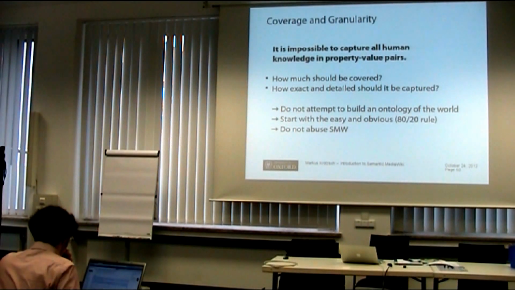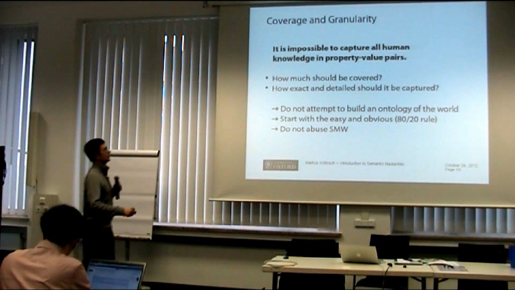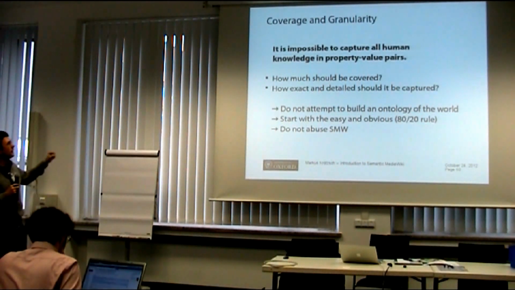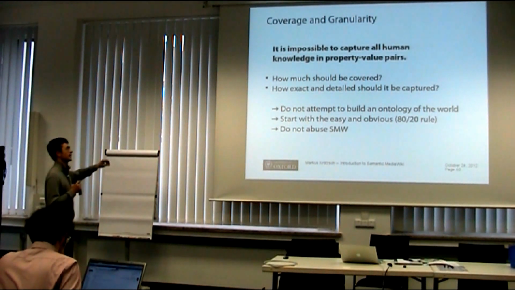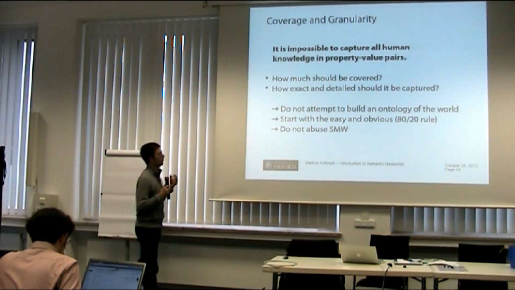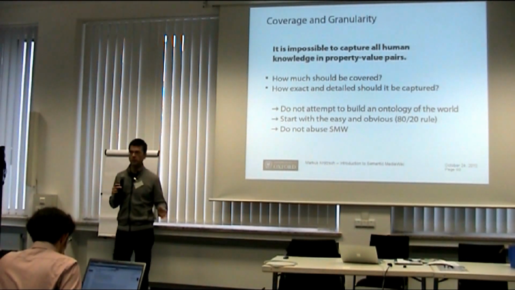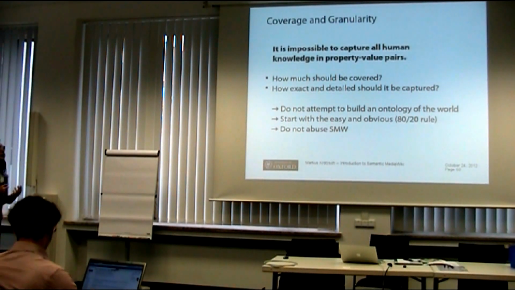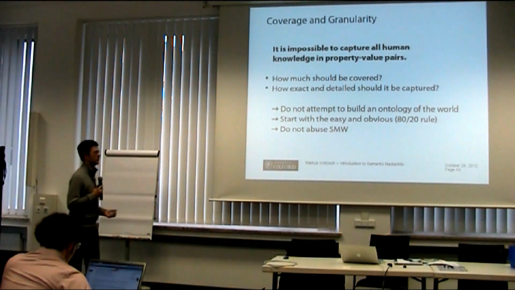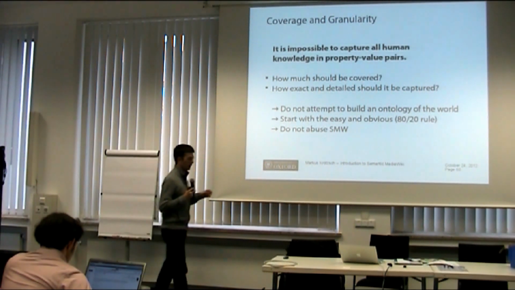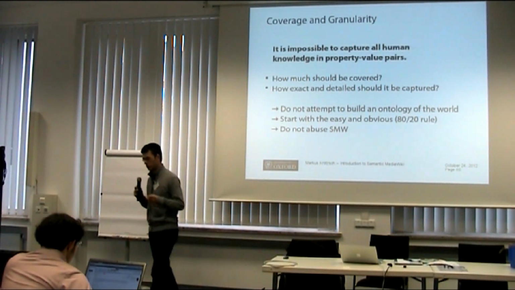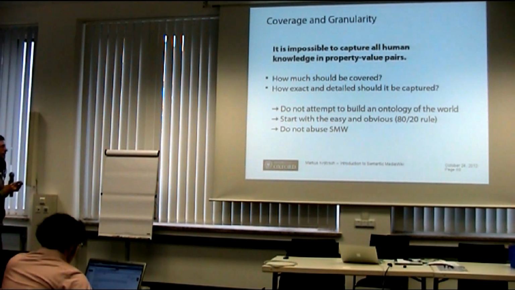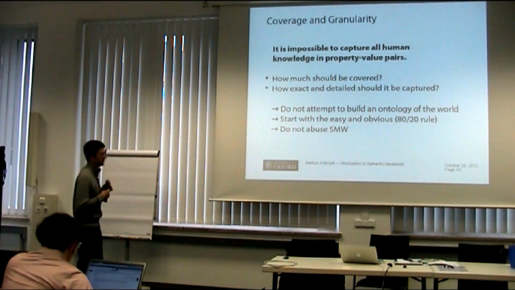Okay, I already mentioned this a bit. It is impossible to capture all human knowledge in property value pairs, period. You can't. There is always something which doesn't work. There are subtleties, there are things which just don't fit. So an important question to ask is how much should be covered and how exact and detailed should it be captured? Do not attempt to build an ontology of the world, if you know what an ontology is. So it is not about capturing everything, not even everything which is relevant to your wiki. Start with the easy and obvious. This is like an 80-20 rule, maybe a 90-10 rule. You can get most of the benefit of Semantic MediaWiki out by doing the things which are obvious, which are trivial, which are just as you would expect them to be. And do not abuse SMW, please.